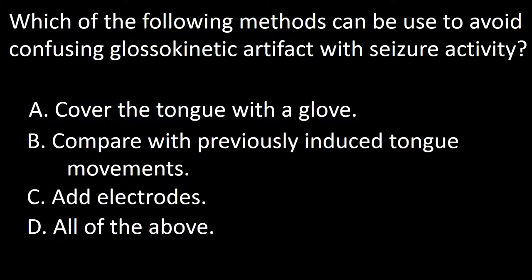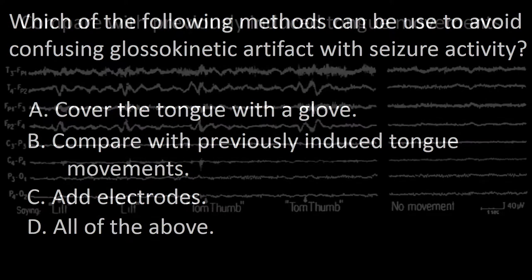Next question. Which of the following methods can be used to avoid confusing glossokinetic artifact with seizure activity? A. Covering the tongue with a glove. B. Compare with previously induced tongue movements. C. Add electrodes. D. All of the above.